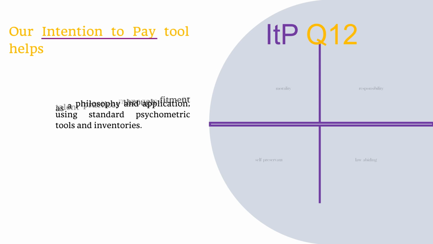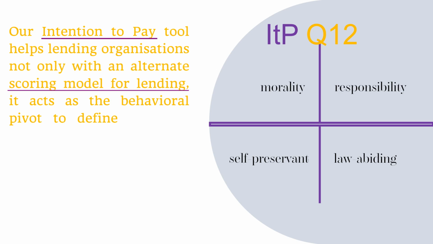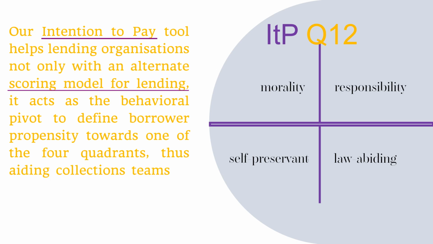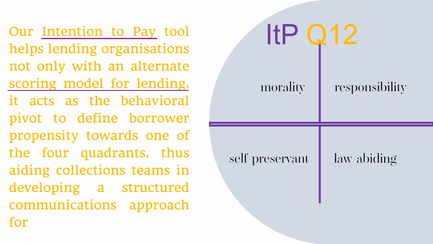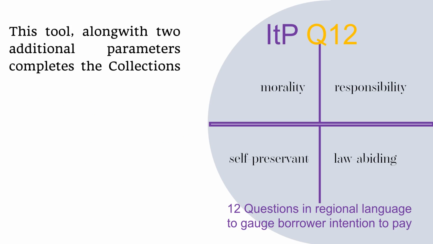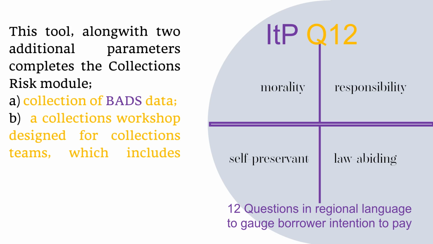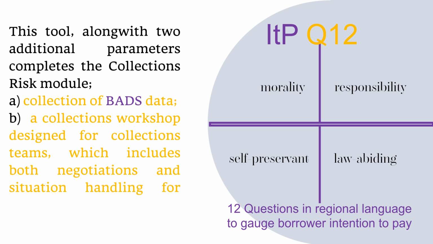Our intention to pay tool helps lending organizations not only with an alternate scoring model for lending, it acts as the behavioral pivot to define borrower propensity towards one of the 4 quadrants, thus aiding collections teams in developing a structured communications approach for recovery of loans. This tool, along with 2 additional parameters, completes the collection risk module: A, collection of bad data, and B, a collection workshop designed for collections teams, which includes both negotiation and situation handling for recovery of loans while avoiding ROD risks.